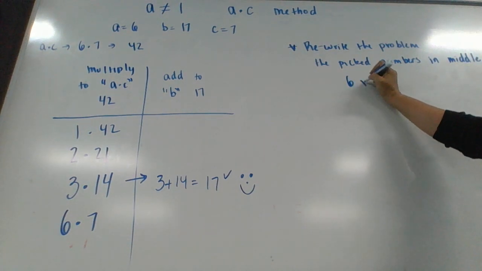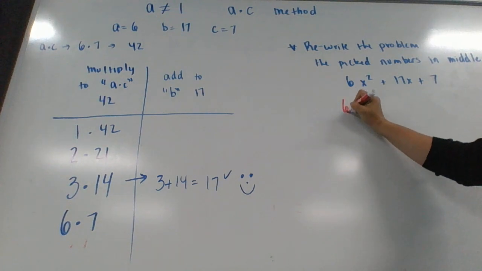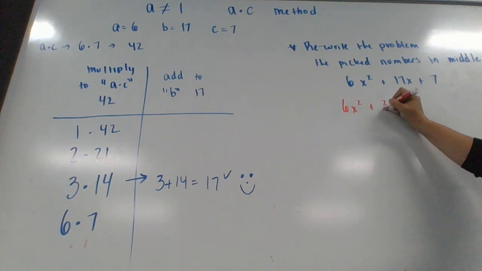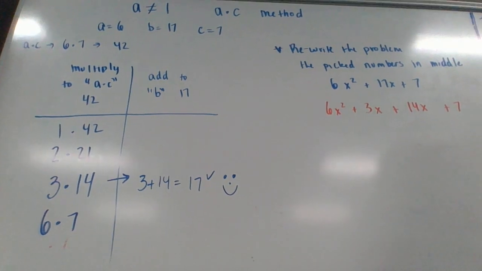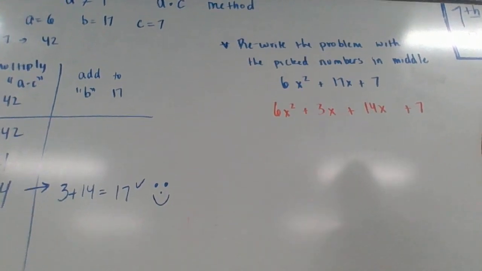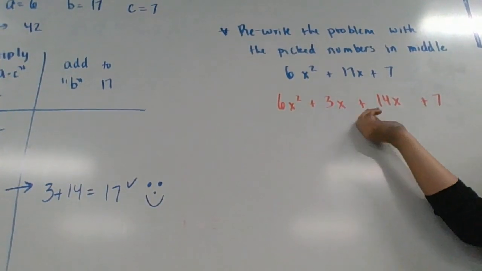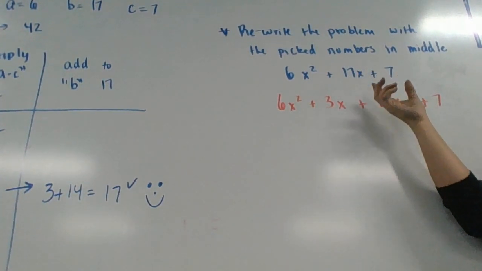So the problem is 6x squared plus 17x plus 7. I'm going to rewrite it with the 3 and the 14. I'm going to go 6x squared plus 3x plus 14x plus 7. This is the same exact thing, but I'm using numbers that I already know are going to be helpful. If I combine the middle, I get this. So there's a 17 here, just like there's a 17 here.